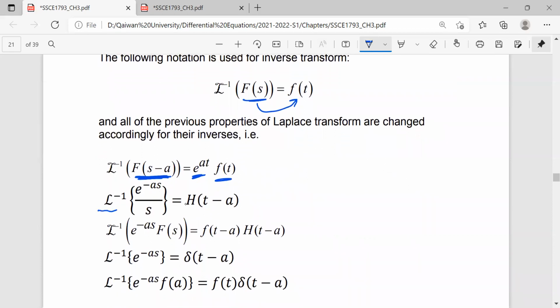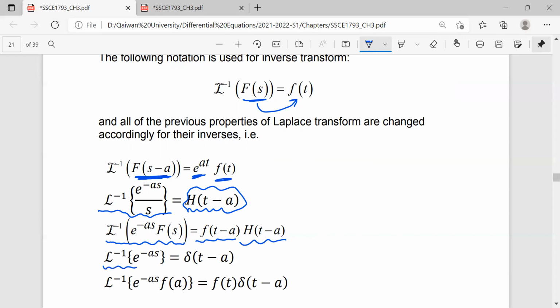And the Laplace transform of e to the power minus as over s is the unit step function h of t minus a. We talked about this before. We said the Laplace transform of h of t minus a is e to the power minus as over s. And the Laplace inverse of e to the power minus as f of s equals f of t minus a times h of t minus a. This is the Heaviside function or unit step function.